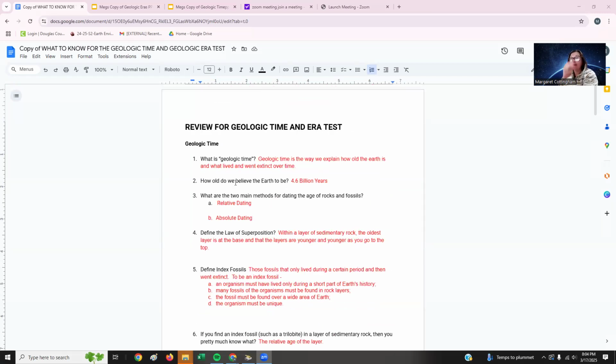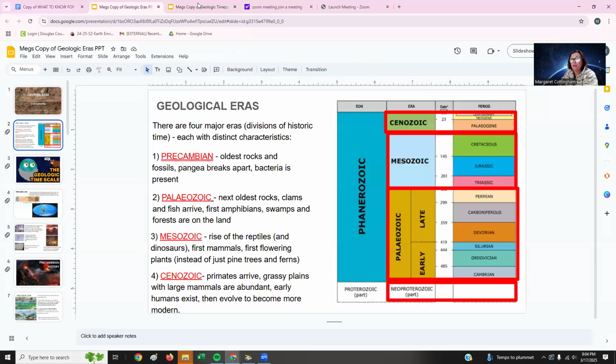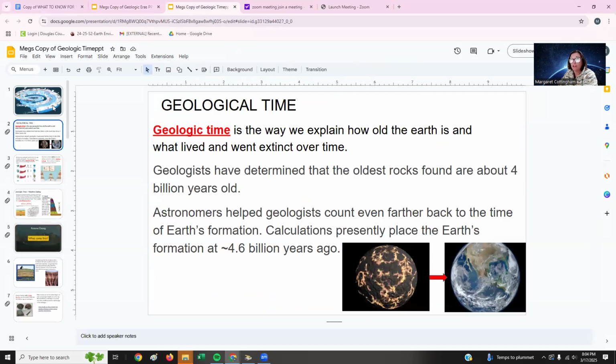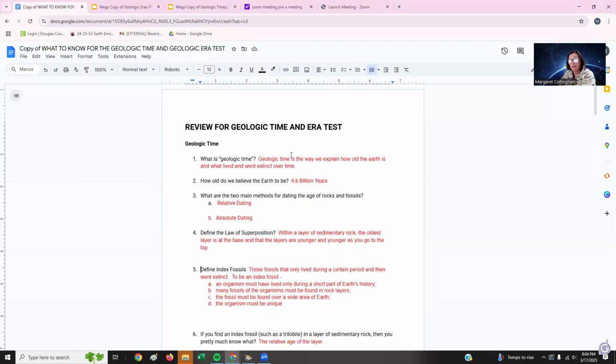Okay, so basically these questions come from your PowerPoints here. And this is geologic time. So first question is, what is geologic time? And bam, here it is. It's the way we explain how old the Earth is, what lived and what went extinct over time. So all the stuff you have on this review sheet is basically throughout all your PowerPoints, so you should have had no problem getting it done. How old do we believe the Earth to be? 4.6 billion years old, give or take a million years here and there.